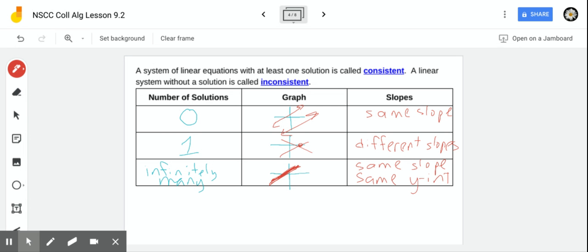Now, I want to be clear about this one. We're going to see this example in a little bit. This has infinitely many solutions, but it doesn't mean that everything in the world is a solution. There's a difference. There is an infinite number of points on this line, but there's also an infinite number of points not on this line. So we're going to need to be really specific about which infinitely many points are on the line. We'll get to that in a minute. Not yet.